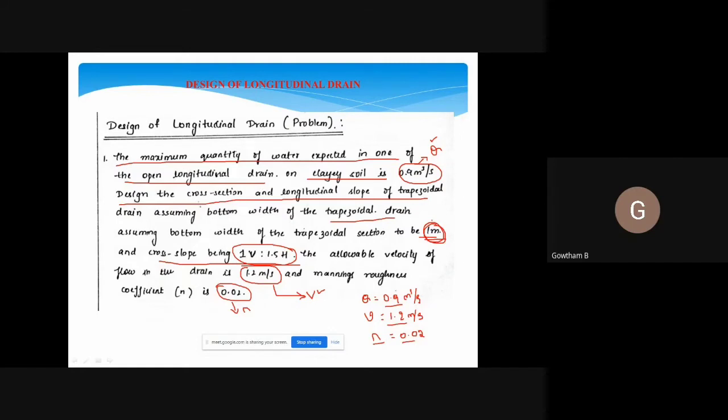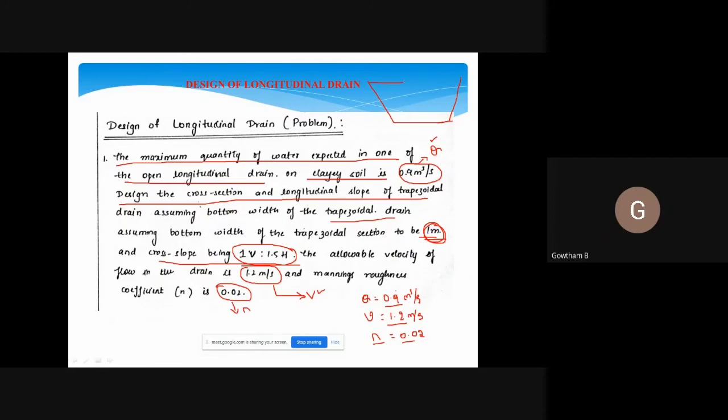Now my suggestion is, before going to the solution part, let us indicate all these in a diagram. Okay, we are going to indicate all these things in a diagram. Now what is the diagram? The diagram is a trapezoidal section. Trapezoidal means, as all of you know, this is how the section will come, correct?